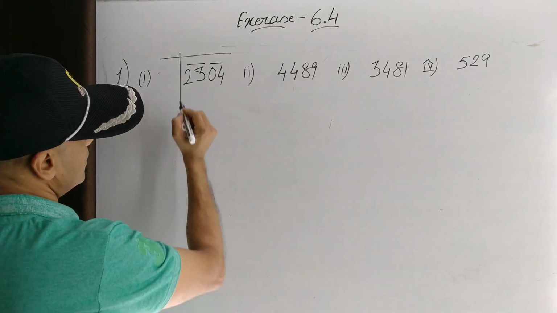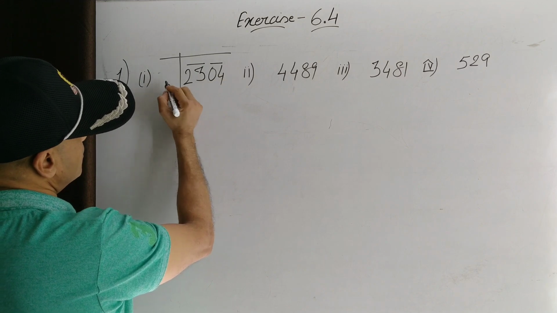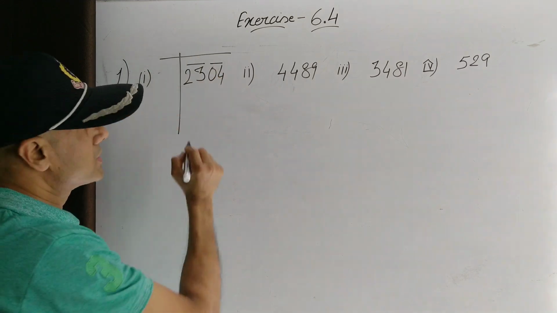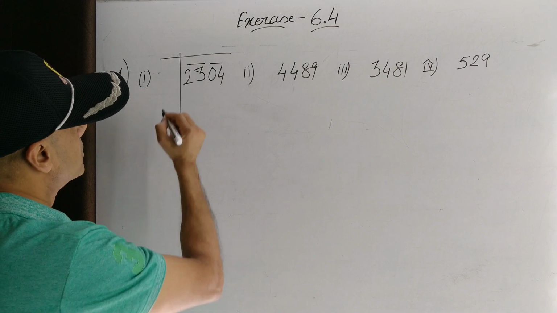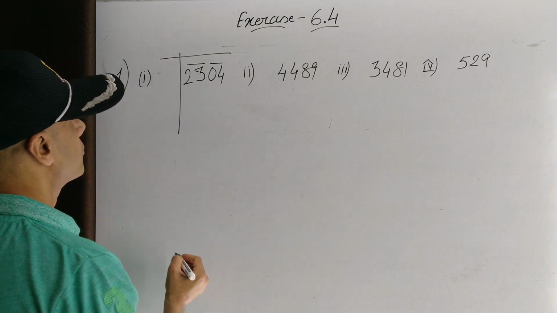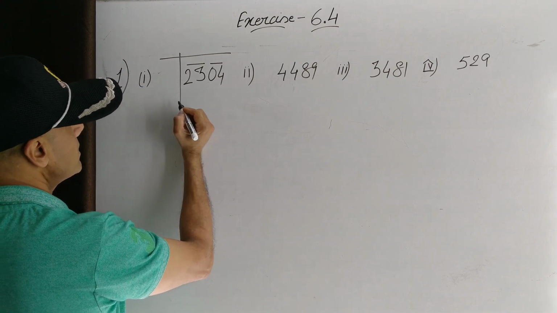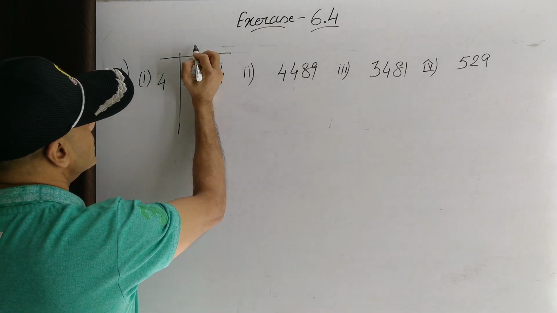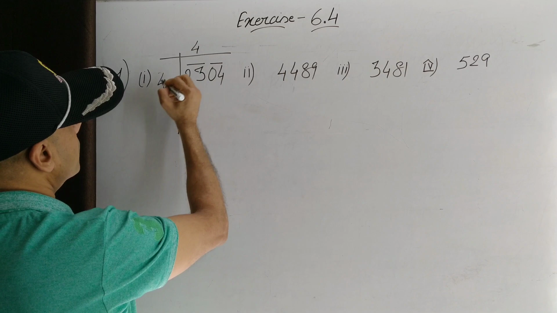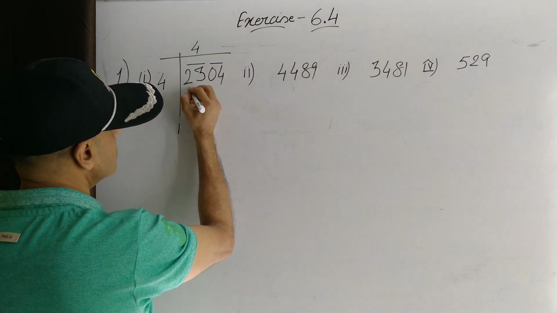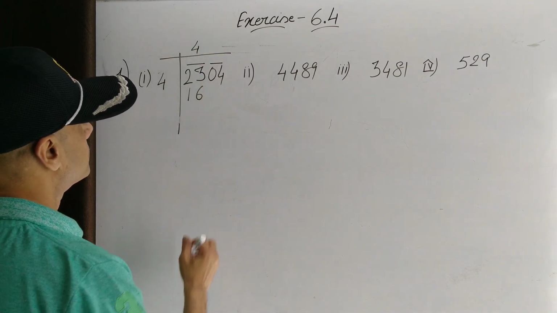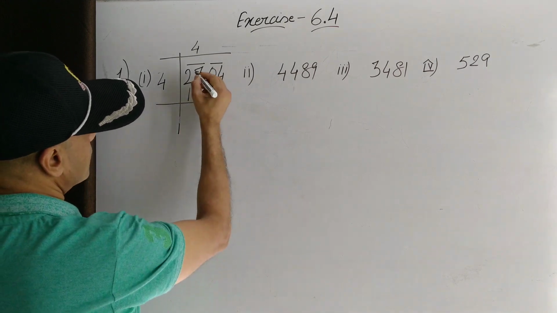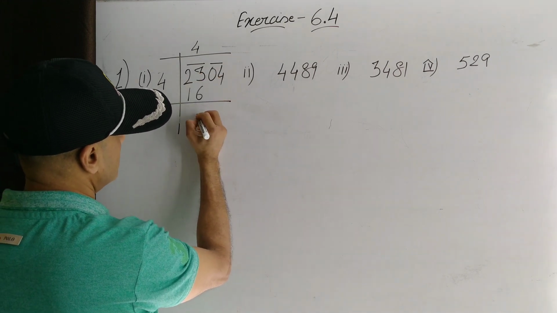Clear? So in this case, 4 square is 16, less than 23. 5 square is 25, more than 23. So we'll have to take 16. Hence the divisor will be 4, and we'll get the quotient as 4. And 4 into 4, that is 4 square, is equal to 16, will be written here. Now we get the remainder as 7.